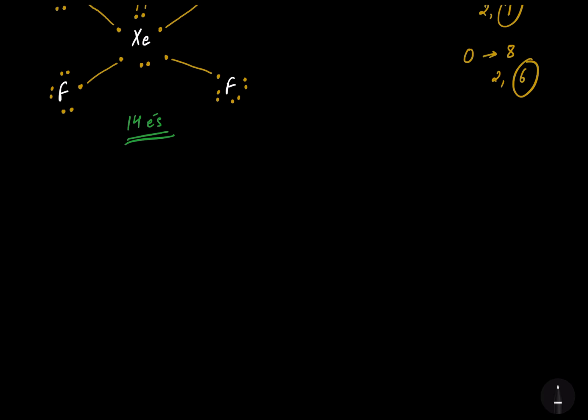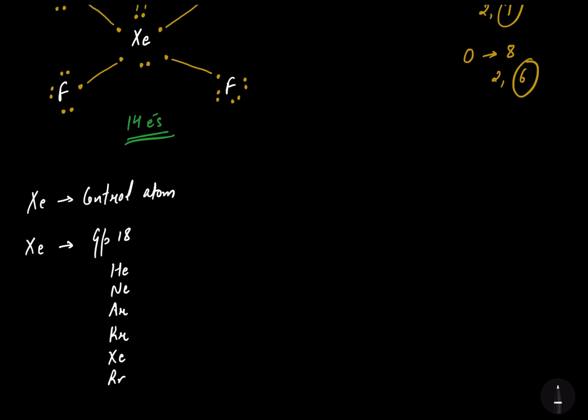Now let's talk about the hybridization. Here, xenon is the central atom. Why so? Because xenon is forming the maximum number of bonds. As we all know, xenon is a member of group number 18. Now let's mark group number 18. It starts from helium, neon, argon, krypton, xenon, radon, and oganesson.